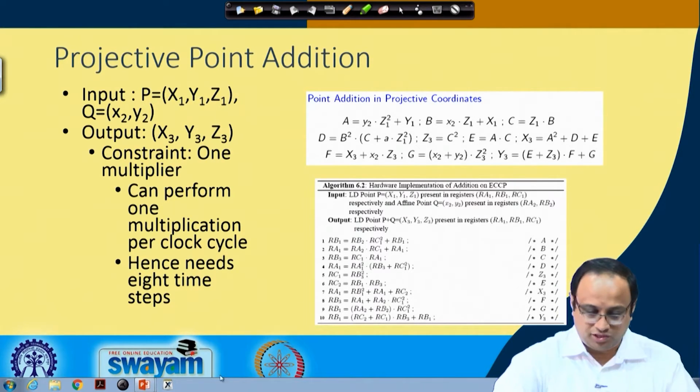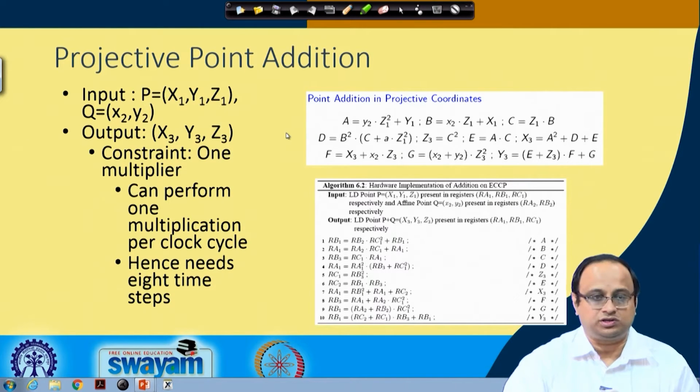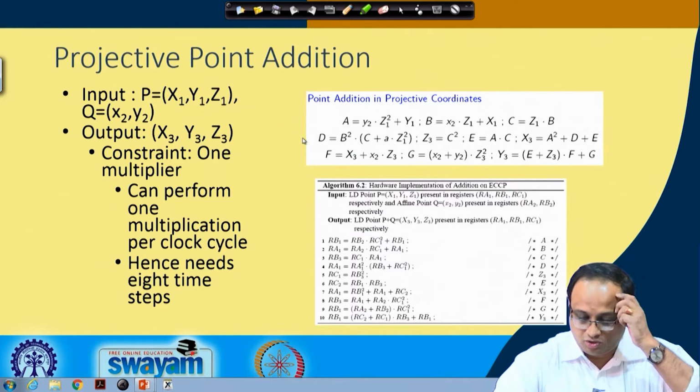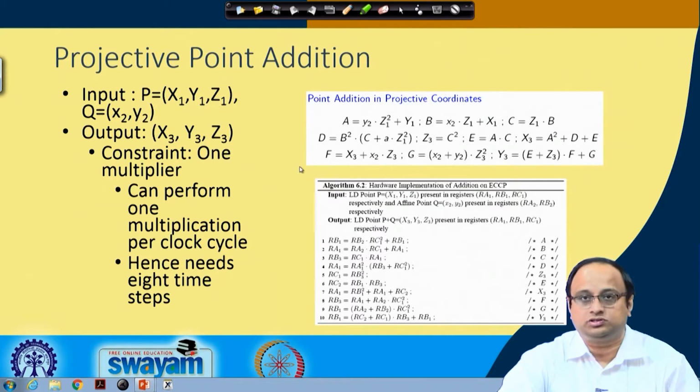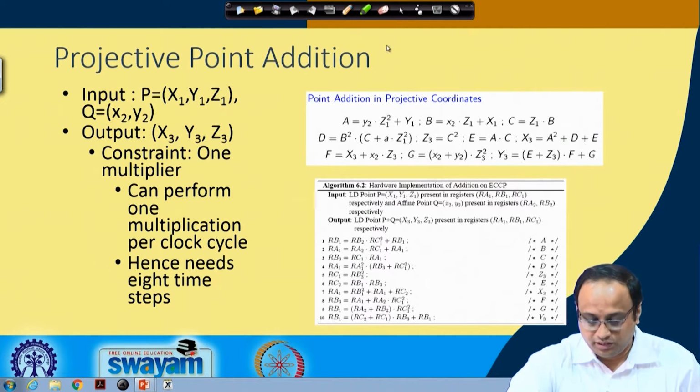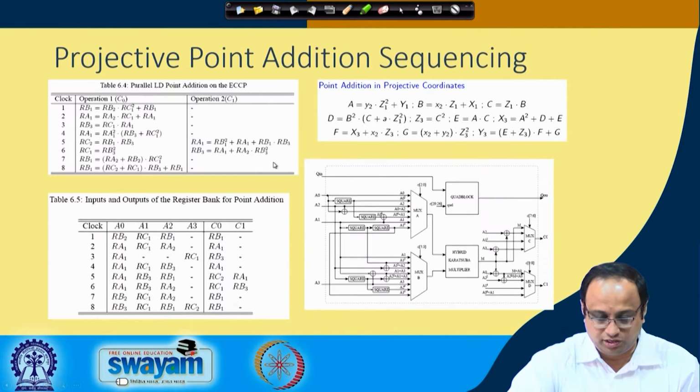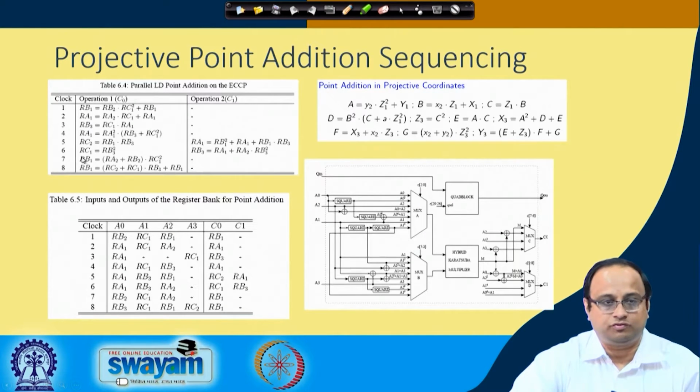So, therefore, we now have the equations. Once we have these equations, we have to see how many clock cycles are required, given the constraint that we have 1 multiplier. It turns out that in this case, if you do the scheduling, we require 8 clock cycles to perform this operation, compared to doubling where you had a 4 clock cycle requirement.